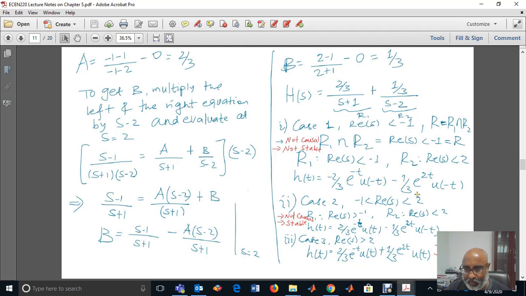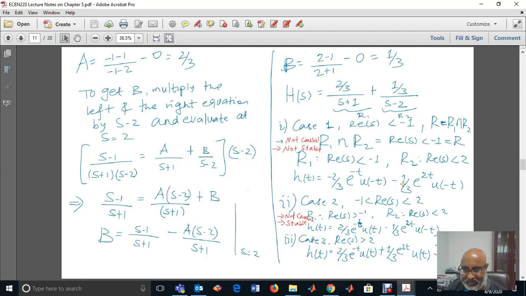And the second one will also be left-sided, minus 1 over 3 e to the power of 2t u(-t). Now, if we see this, is this a causal system? No, of course not, because of u(-t). If I have u(-t), that means h(t) is different from 0 for t less than 0. Therefore, it is not a causal system.